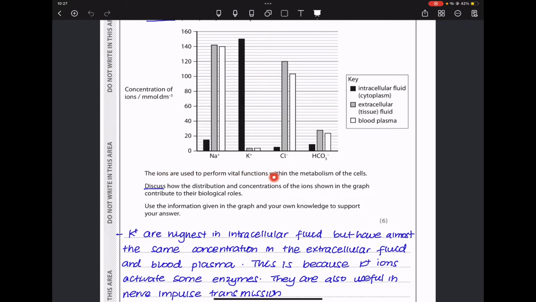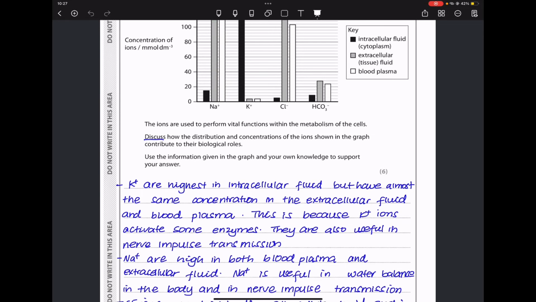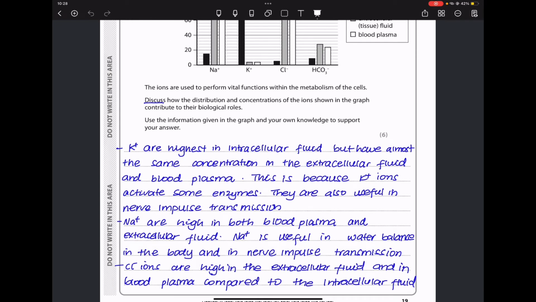The ions are used to perform vital functions within the metabolism of the cells. Discuss how the distribution and concentration of ions shown in the graph contribute to their biological roles. Use the information given in the graph and your own knowledge to support your answer.